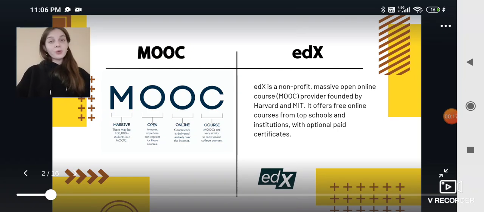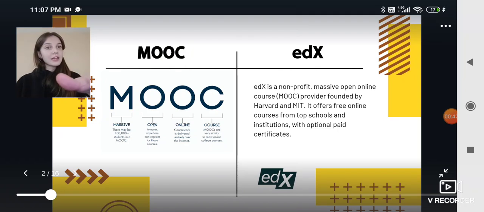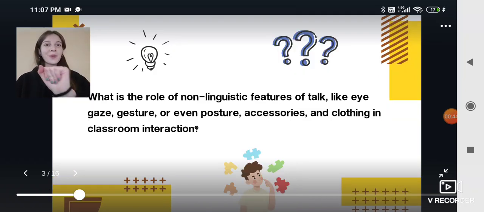MOOC is a massive open online course platform where you can find any type of course, and edX is one of those. In general, edX is a non-profit MOOC provider founded by Harvard and MIT. It offers free online courses from top schools and institutions with optional paid certificates. So if you are curious about these topics, you can find them on edX and MOOC.